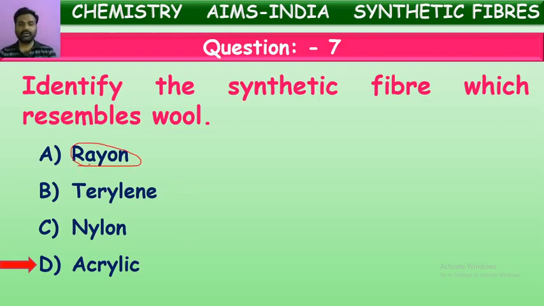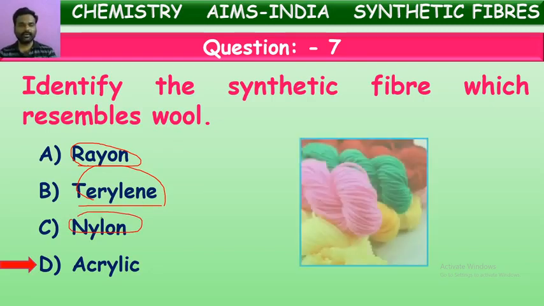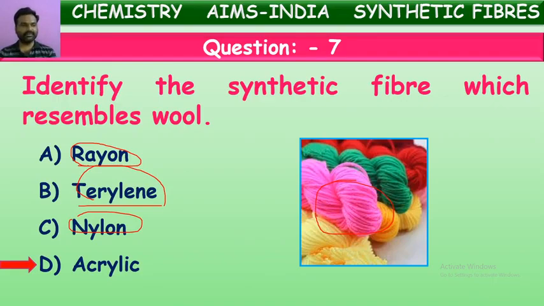Rayon, we know, is called artificial silk. Terylene is one of the synthetic fibers, but it does not resemble wool. Nylon is the strongest fiber, but it does not resemble wool. So acrylic is the correct answer. We say it looks like woolen threads, woolen fiber, but it is made up of acrylic. Okay, fine. Let us go to the next question.